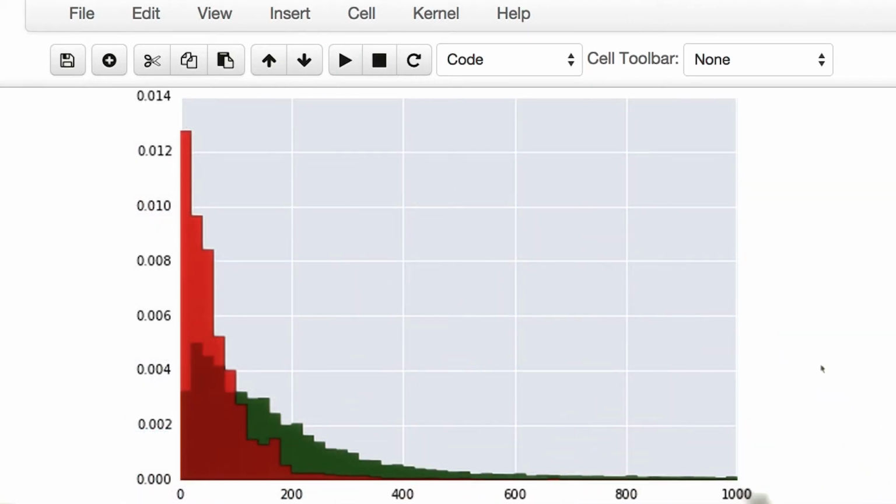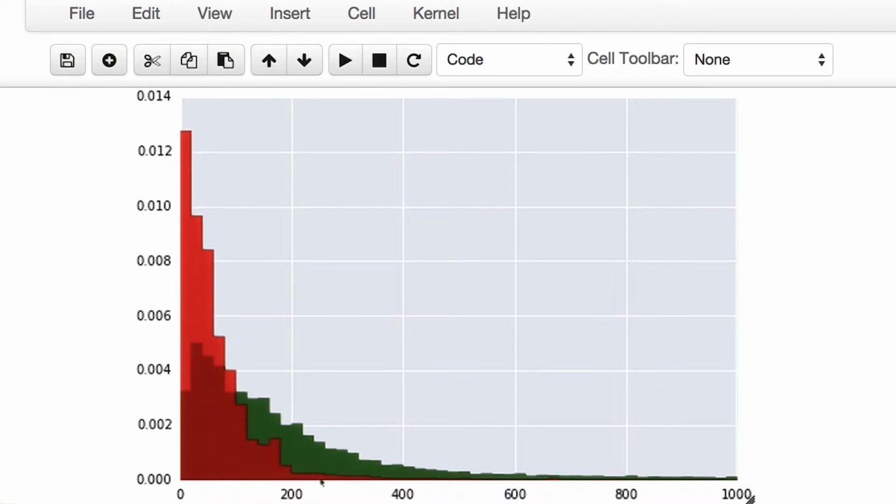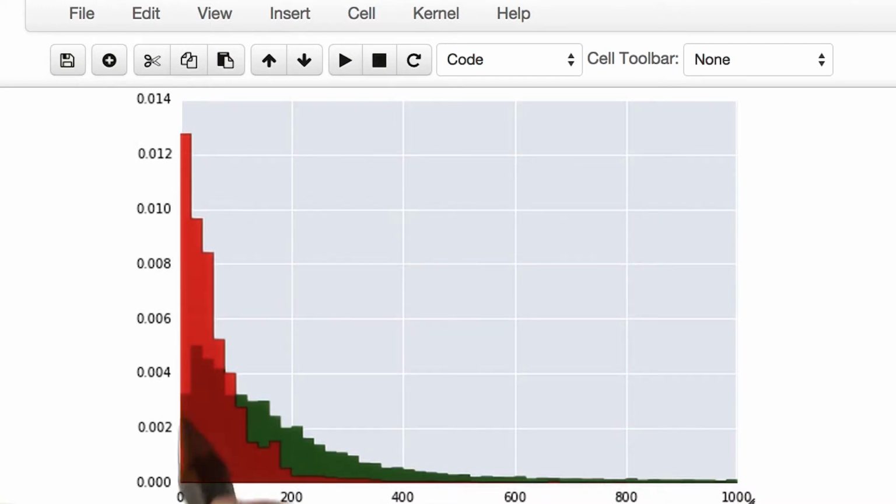Once you run that code, you will have a very similar histogram with the average charged amount shown in green again and the average payment amount shown in red. Let's inspect this histogram a little bit further. We had plotted both the green and the red histograms in the range from 0 to 1000. We also had bins of 50 each.